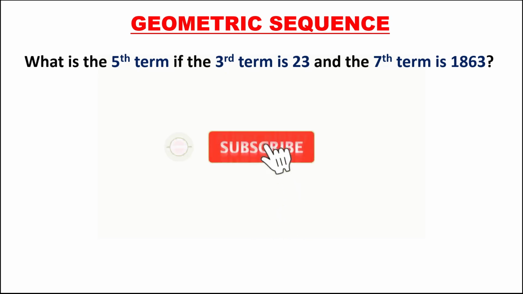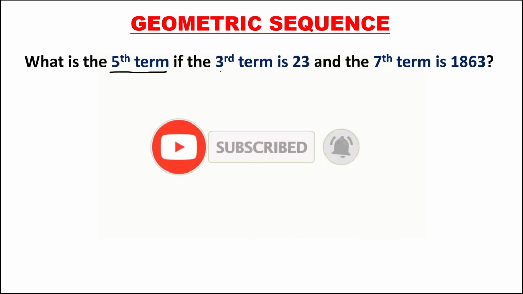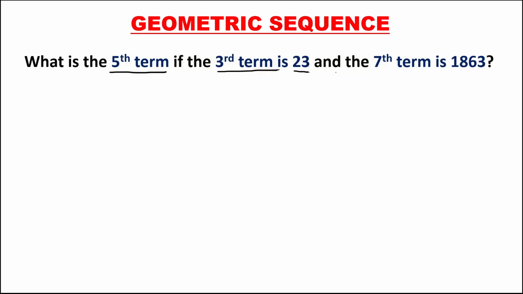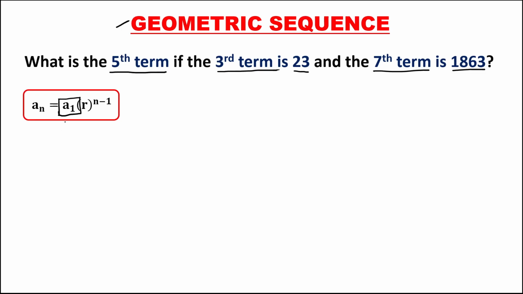So for this problem, to find the fifth term, if the third term is 23 and the seventh term is 1863. Since this problem is a geometric sequence, we could use the geometric sequence formula, but observe that on this problem there is no first term, or a sub 1. Therefore, we cannot solve this problem using this formula. So we're going to use this formula to solve for this problem.